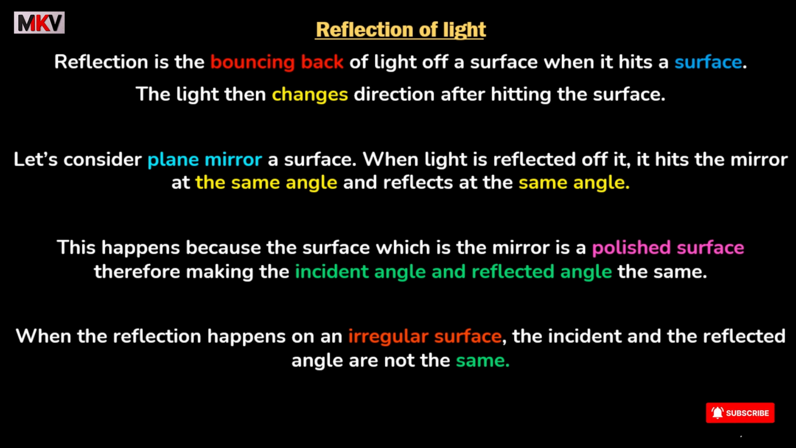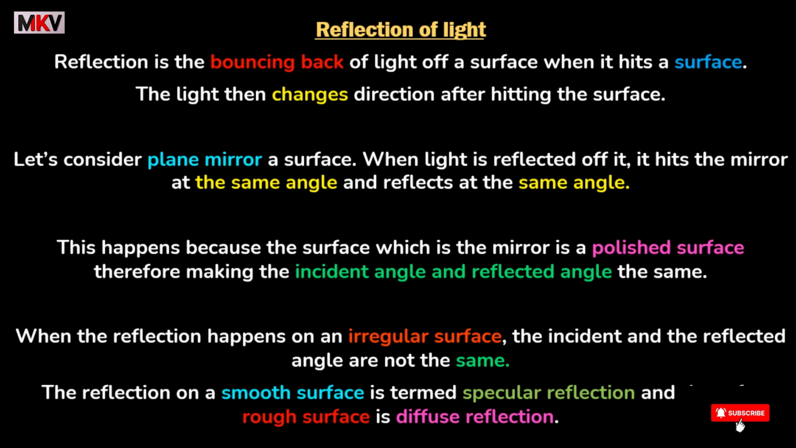Now, reflection also happens on an irregular surface. And when such reflection happens, the incident and reflected angles are not the same because the surface is rough. The angle of incidence and angle of reflection will be different. So the reflection on a smooth surface is termed specular reflection, and that of a rough surface is diffuse reflection. So specular reflection is due to a smooth surface, and diffuse reflection is due to a rough surface.